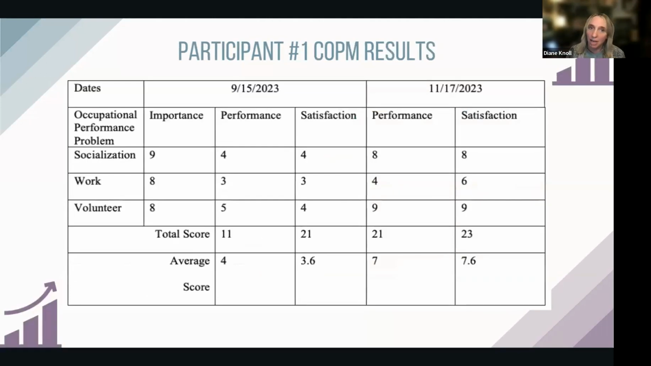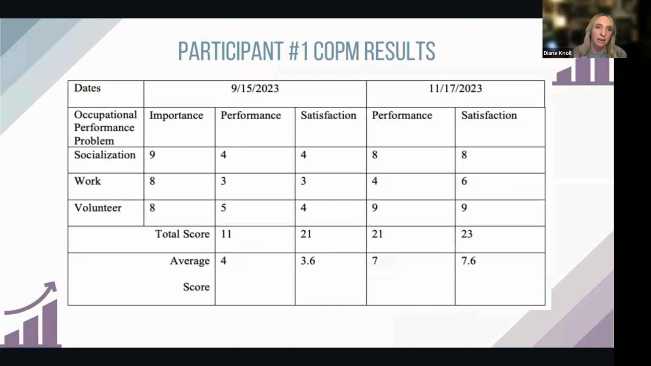And so participant 1, this is the fella who finished the full program with me. This is what his COPM looked like. He identified 3 areas. Socialization was really hard for him, and at that moment he was having a significant low dysregulation for multiple reasons, so the timing worked out perfectly. Work: he never was working full-time, he was kind of freelance. And then volunteering, which was very important to him.